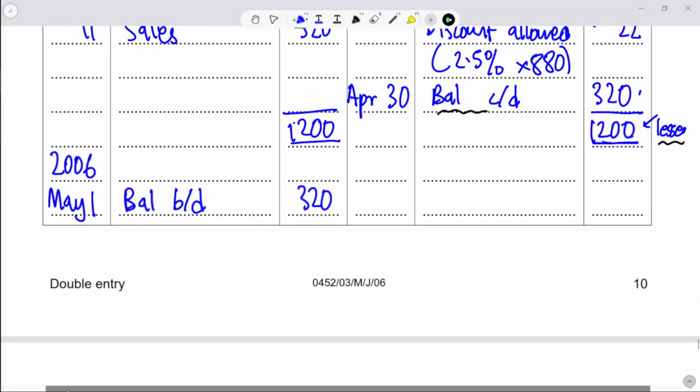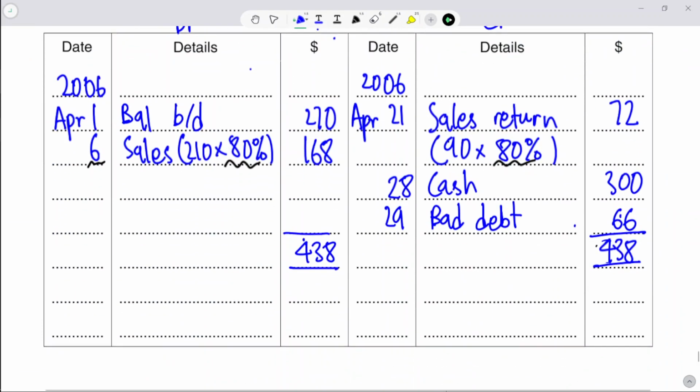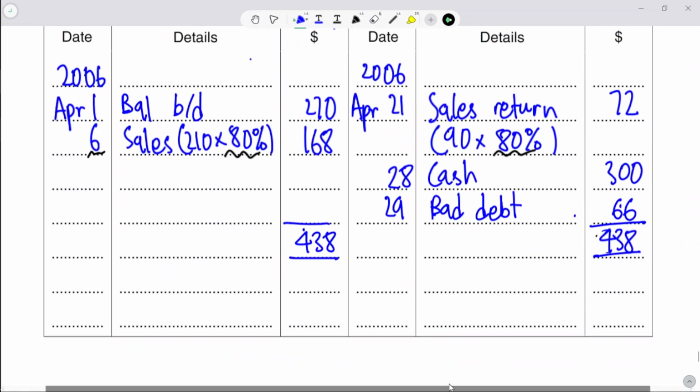So this one I corrected already. Now let's go to the next part. This part is also correct.